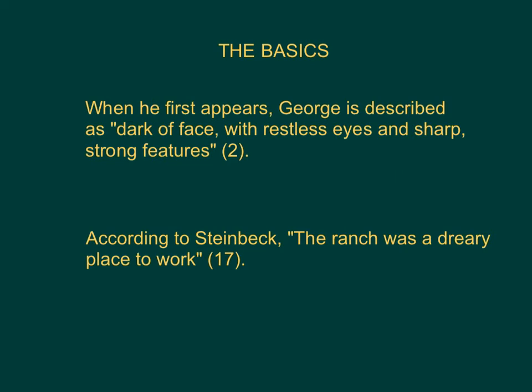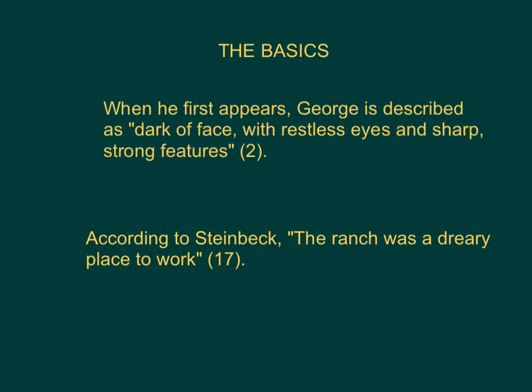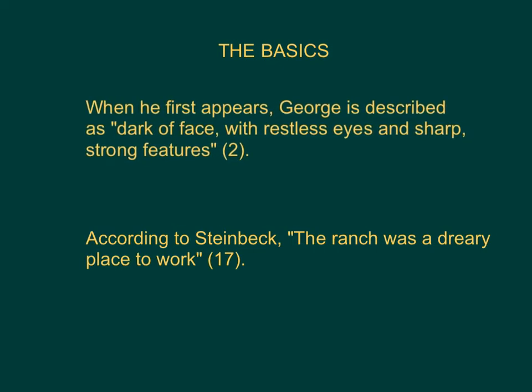Okay, let's start with some of the basics. Here we have two quotations from Of Mice and Men that are integrated. Notice in the first one, when he first appears, George is described as dark of face, with restless eyes and sharp, strong features. The quoted portion is right there, and you can see that it is exactly the way that it appeared in the text. It is put inside quotation marks.